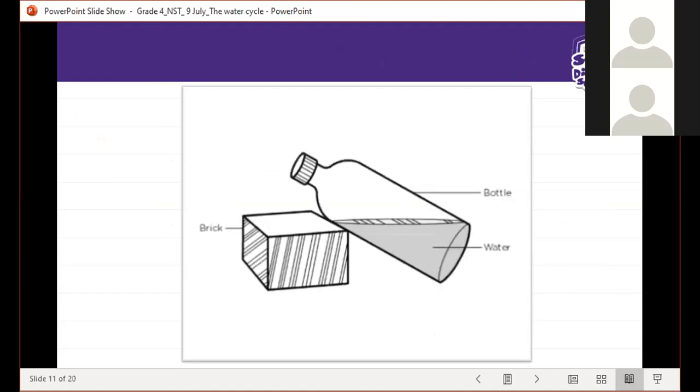So this is how your model would look like. So this would be a brick, okay? And that is your 2-liter bottle with water inside. So you guys can try this just after class or after school, yeah? Because it's not yet after school. I believe you guys still have lessons after this, all right?